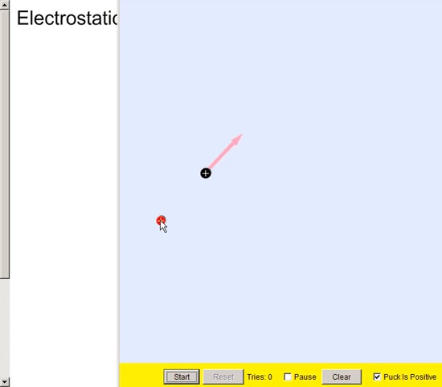You can also see that that force depends on how close the charges are together. The closer they are, right, the smaller the distance, the larger the force. That's going to tell us that there's some sort of inverse relationship between the distance and the force.